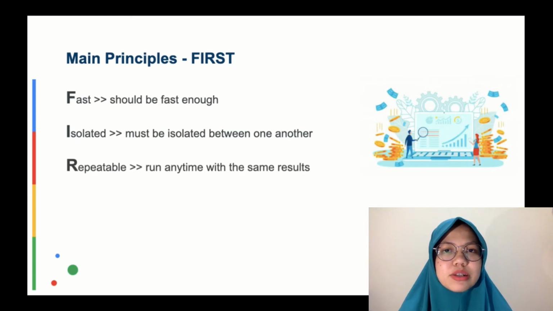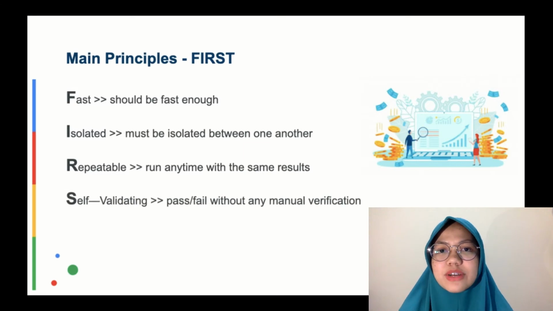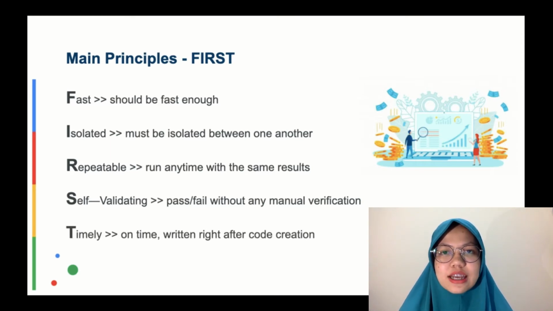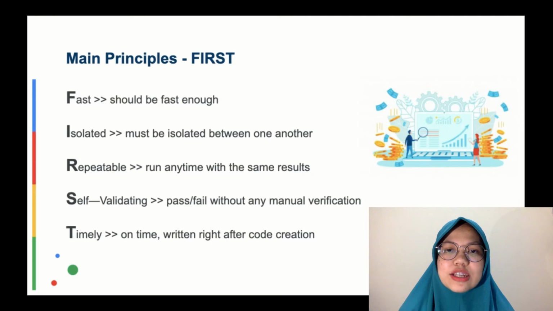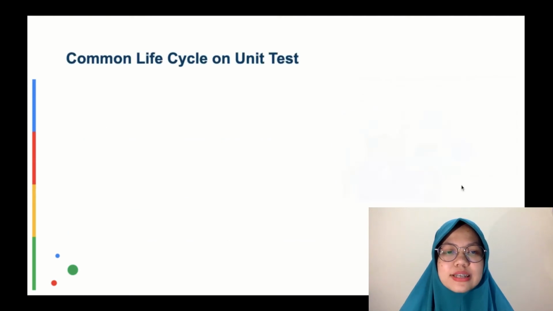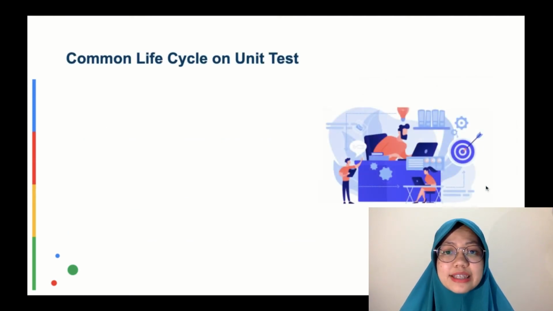It should be repeatable. Anytime you run your unit test, it should show the same results. It should be self-validating. It can determine whether it fails or passes without any manual verification. And it has to be timely. It is usually written right after the code creation or before we do the main code, for example, like test-driven development.